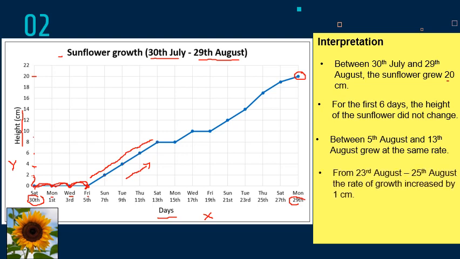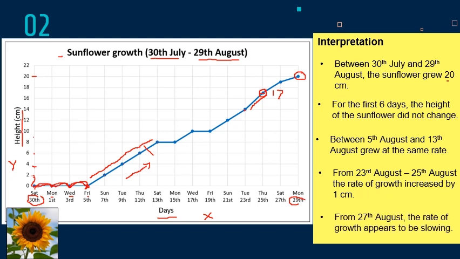From the 23rd of August to the 25th of August, the rate of growth increased by 1 centimeter. So here, this little bit here, it's actually gotten quicker at growing, because this is a steeper line than this line here. And I can see that it's even gone up 3 centimeters. So here I've got 14. And because this is in between the 16 and the 18, it's 17. So it's actually a difference of 3 centimeters between those two data points.